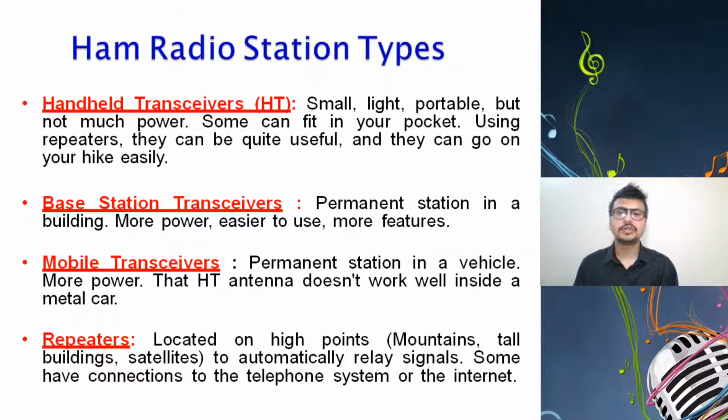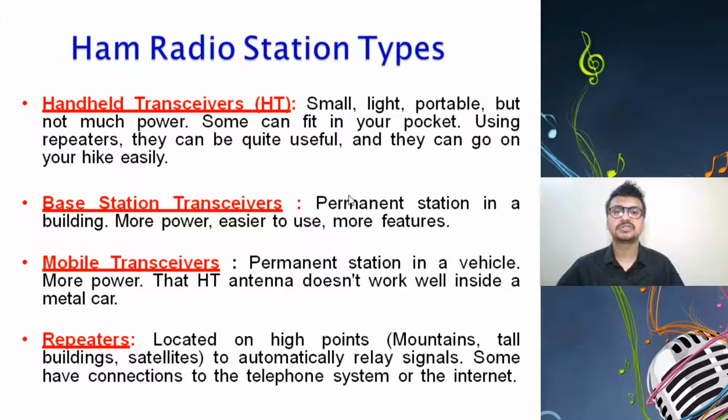Coming to ham radio station types, there are generally four types of radio stations. The first type is the handheld transceiver, or HT for short. It's small, light, portable, but not much power. Some can fit in your pocket. Using repeaters, they can be quite useful, and you can go on a hike easily anywhere. You can put it in your pocket and move anywhere. And sometimes you can use repeaters to work with these handheld transceivers.